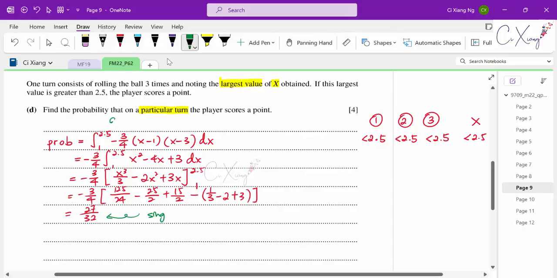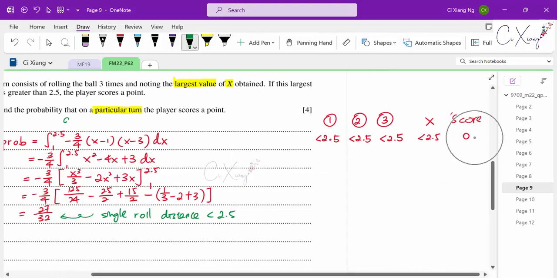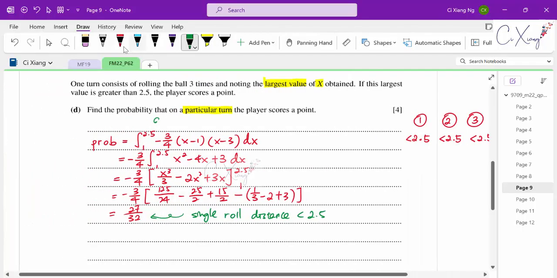Single row. One row, okay? So the one row distance is less than 2.5. Because for one turn, I'm having 3 rows, right? Then to calculate the probability of scoring 1 point, maybe I can write it like this.